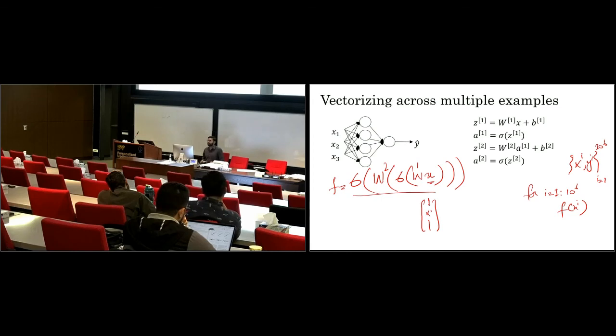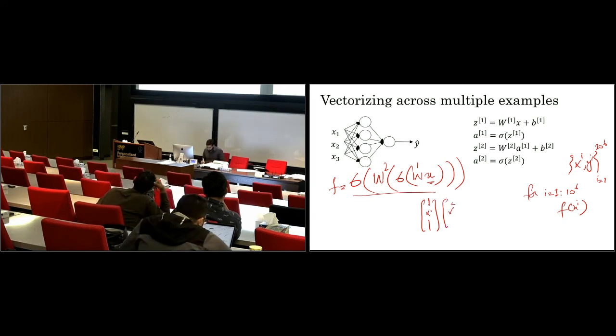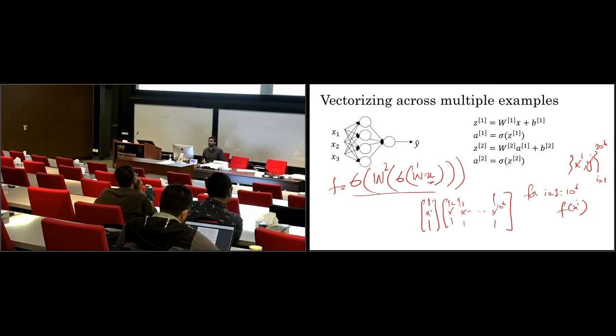Just stack the inputs, okay? Rather than having an Xi as one input, just stack X1, X2, X3 up to X10 to the power 6 in a matrix. And if you do it, then I can say that F for all the data is just sigma W2 times sigma W1 times a big matrix X.